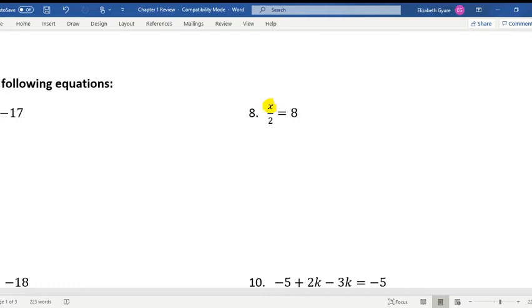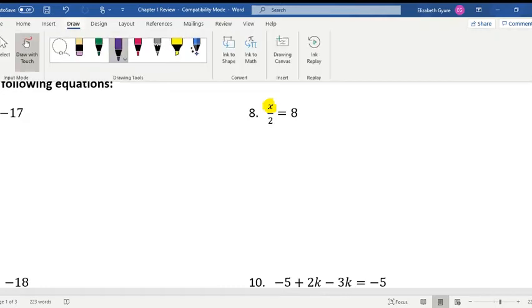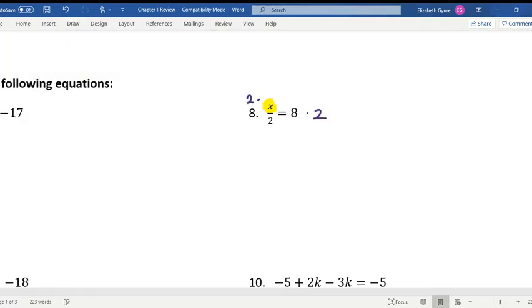All right, number 8. So we got x over 2 equals 8. What opposite operation here would I do to get x all by itself? Yep, multiply both sides by 2. So x equals, what's 8 times 2? 16.